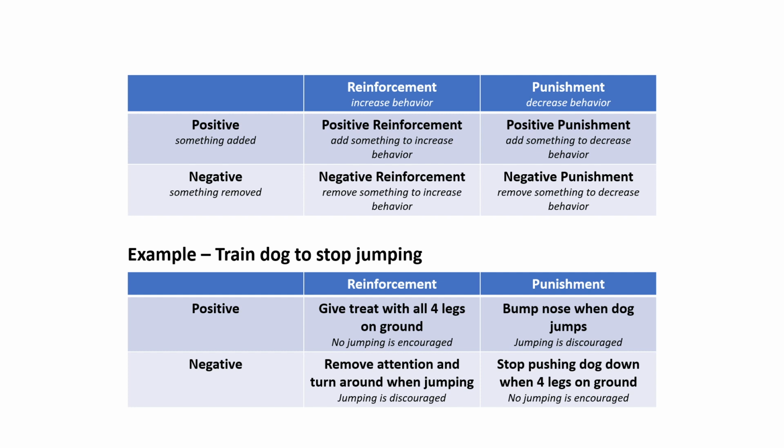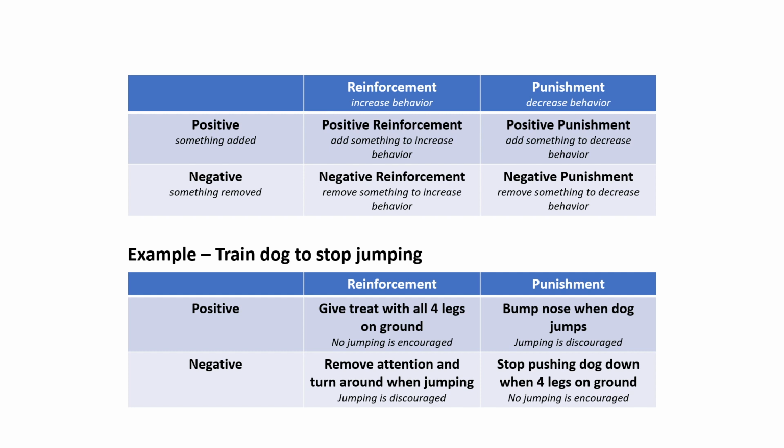On the other hand, a positive punishment would be that you are adding something. So the frustrated parent who spanks a child, that is a positive punishment because they are doing something physical with the idea that it would decrease whatever behavior there was.